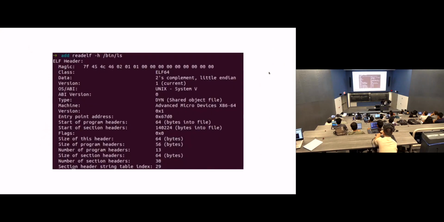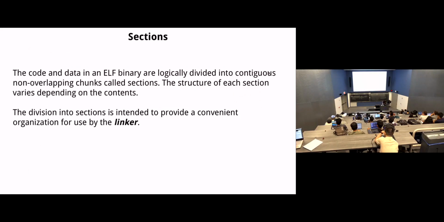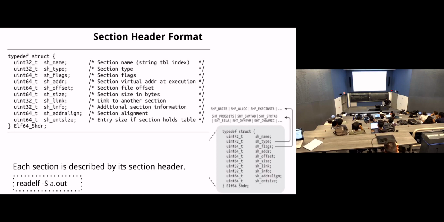Like I said, the code and data in an ELF file are logically divided into different sections. The main purpose of this is for linkers and loaders. They will check that information so they know how to link different object files together, and how to load the program into memory. This is another header of that. We're not going to go through the fields one by one, just pay attention to the attributes here.